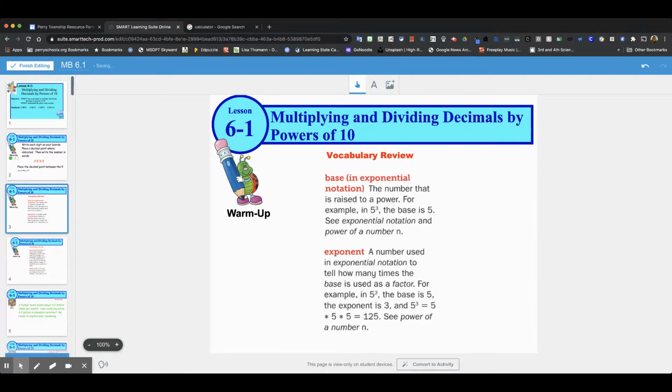Some vocab review that we need to do is base in exponential notation. So remember, the number that is raised to a power, for example, in 5 to the third power or 5 cubed, the base is 5. You can also look up exponential notation and power of a number n in your SRB or in a dictionary. Next word is exponent. That's the number used in exponential notation to tell how many times the base number is used as a factor. So again, in 5 to the third power or 5 cubed, the base was 5 and the exponent is 3. So 5 to the third power tells us that we're multiplying 5 times 5 times 5, and that's going to equal 125. And again, you can also look up power of a number n in your SRB.